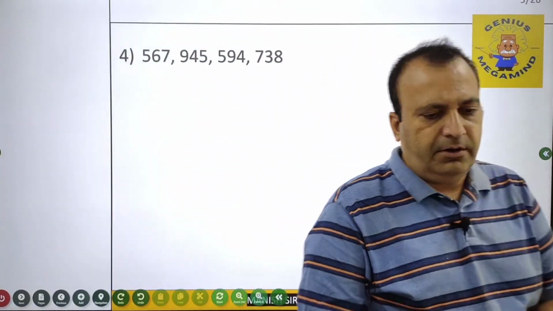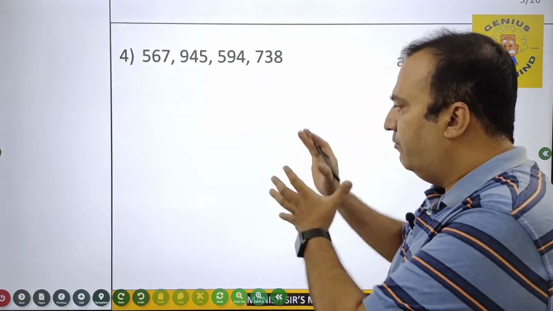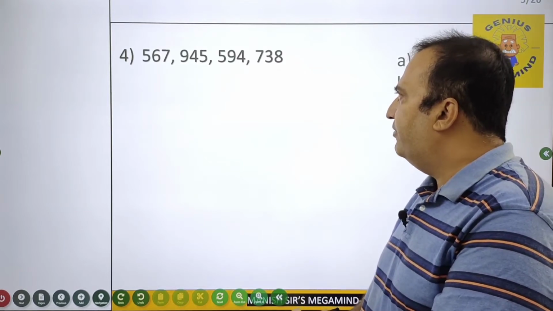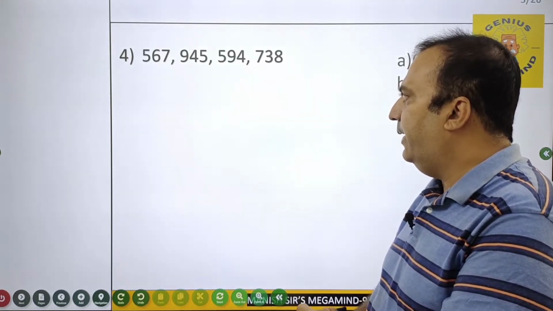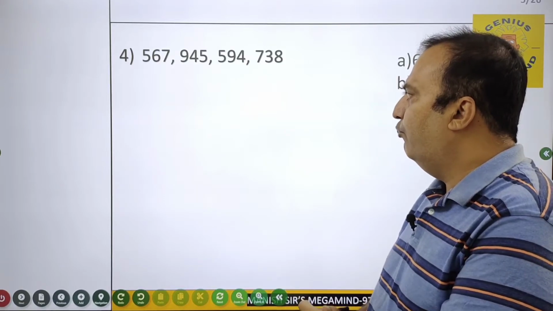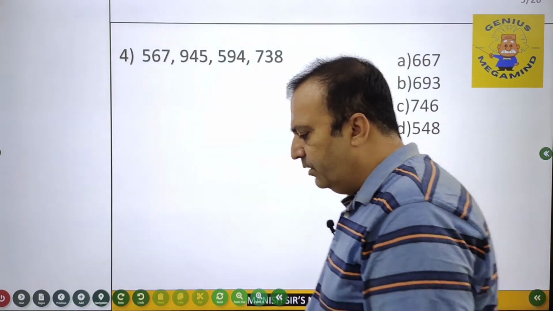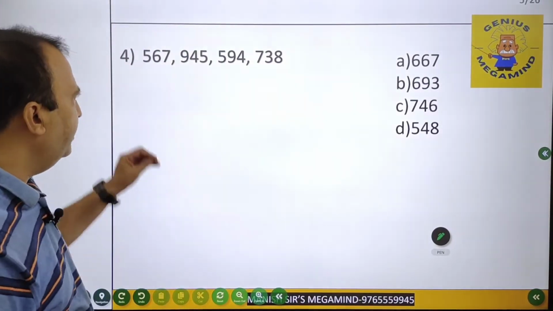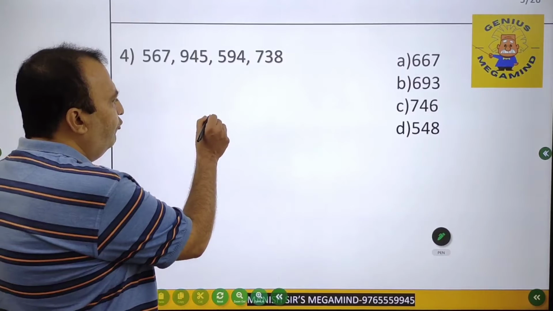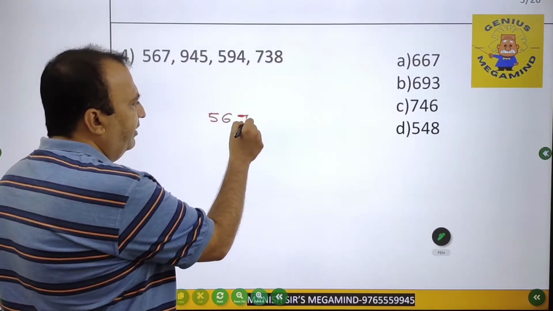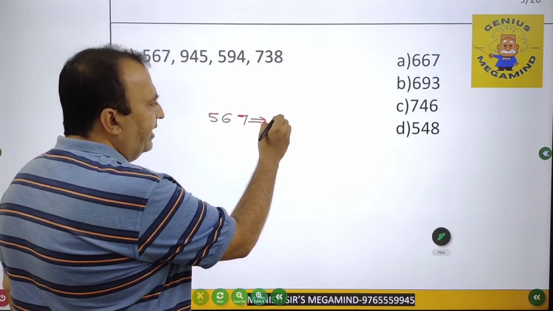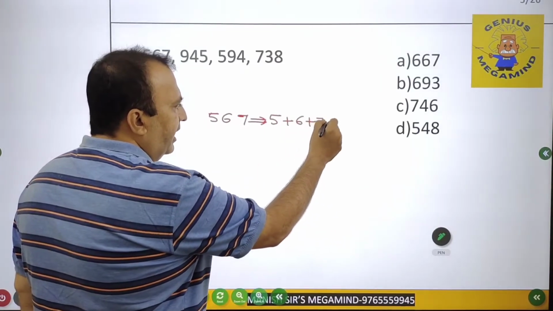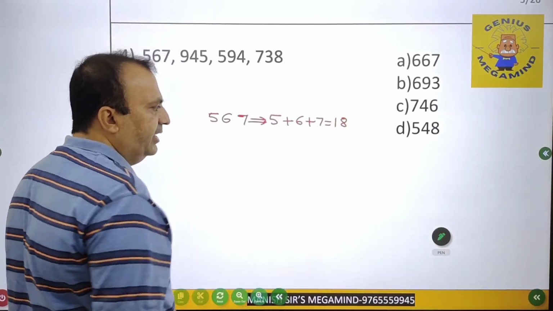Now question number 4 on your screens. 4 numbers are given: 567, 945, 594 and 738. So these are the 4 numbers which are given to you. Each and every question, my friends, is going to have a different kind of logic. Fine. So first of all, I'll just go for 567, and if I add the digits in the number, 5 plus 6 plus 7, the addition comes out to be what, my friends? 18, right?